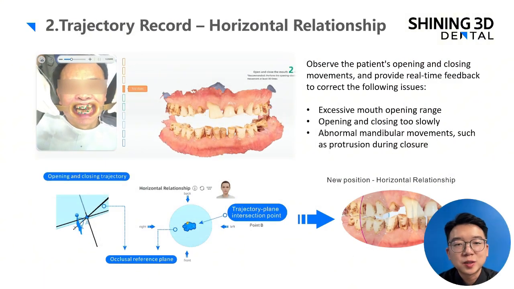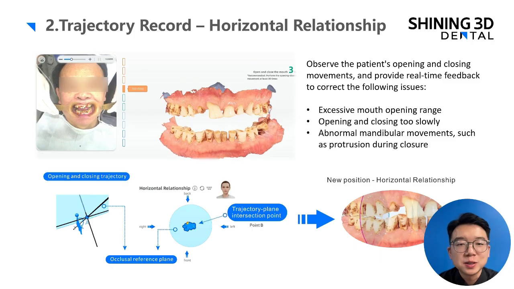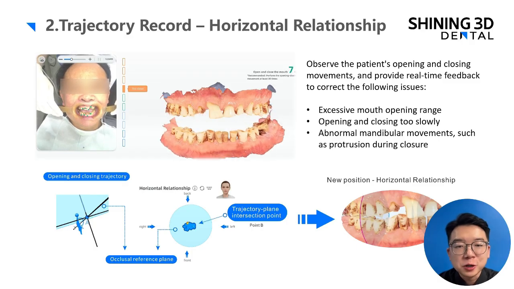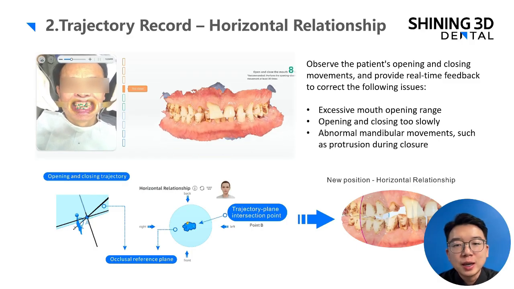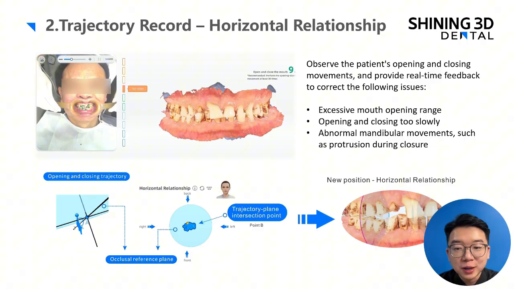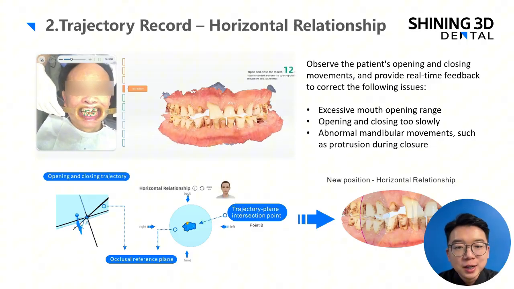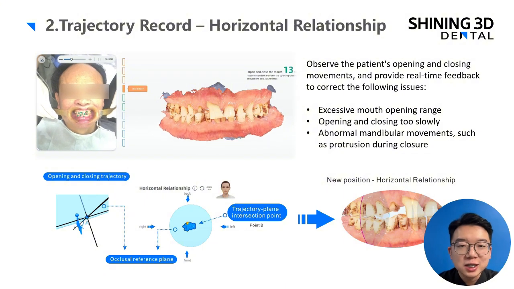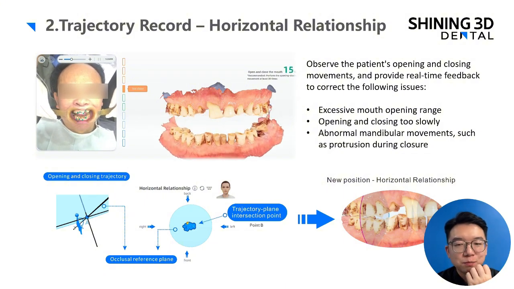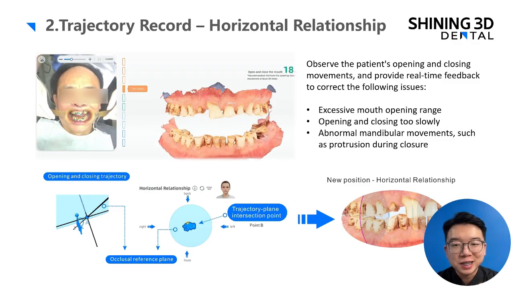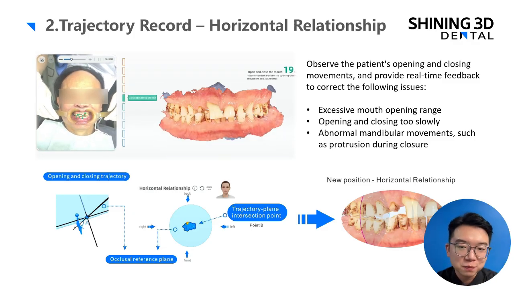After recording over 30 small closing and opening movements, we now go to the horizontal relationship, which means we will use the 30 small opening and closing movements to find the horizontal relationship for the patient. So don't get tricked here, because the movement is vertical, but we are still using these trajectories to find the horizontal relationship for the patient.